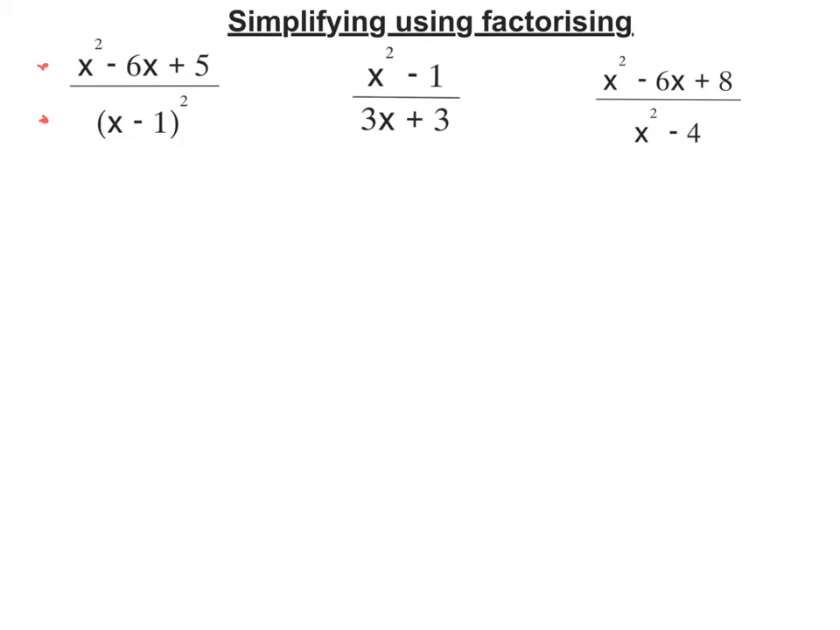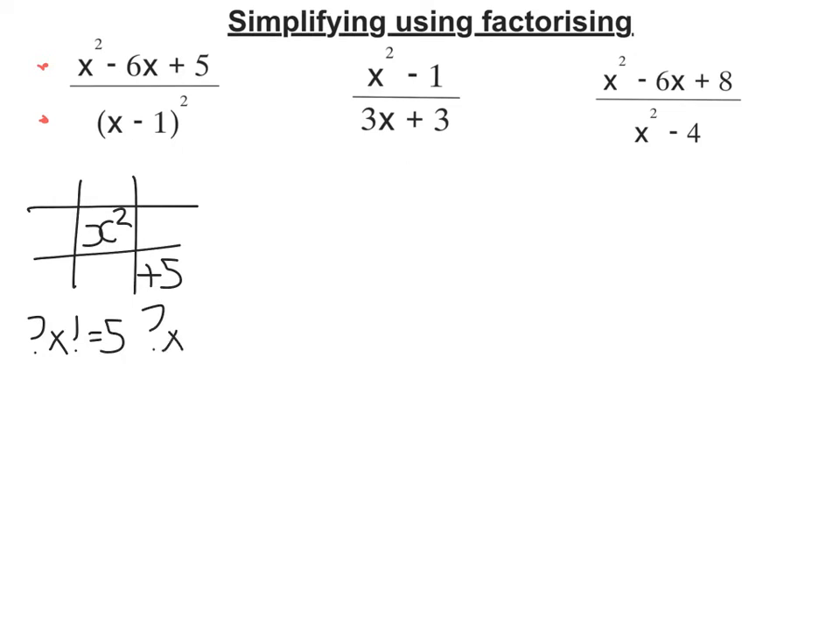So there isn't a common factor for the numerator. It isn't a difference of two squares. So I'm going to use the grid to factorise it. So I'm going to put my x squared term here and my constant here. I am now looking for two numbers that times to get 5, but add to get -6. So those two numbers are -1 and -5. So put them in with x's. So we're going to have -1x and -5x.